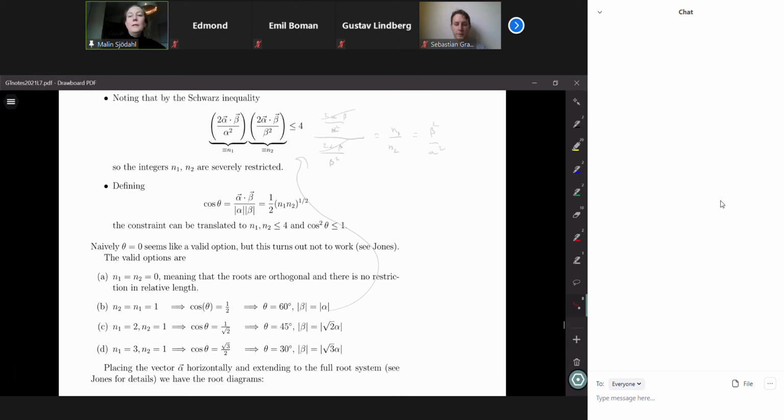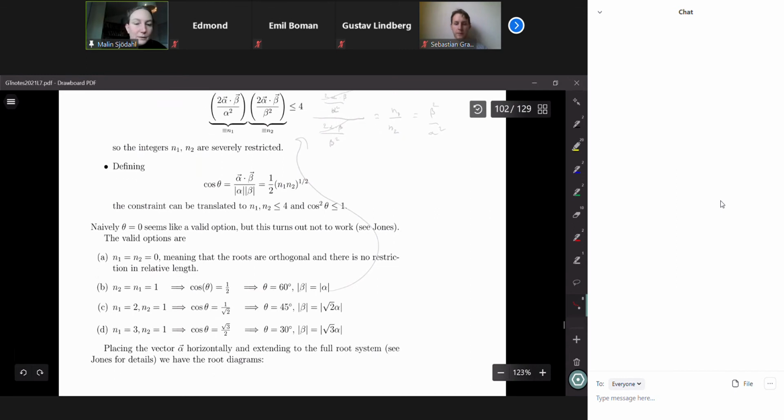If n1 and n2 are equal, then the lengths alpha and beta are also equal. So the length of beta is the length of alpha. Another option is n1 is 2 and n2 is 1. Then I have from this length here 1/2 root times root 2, so I have 1 over root 2, so my angle is 45 degrees. So these vectors will give an angle of 45 degrees, and beta will be a factor root 2 longer than alpha.